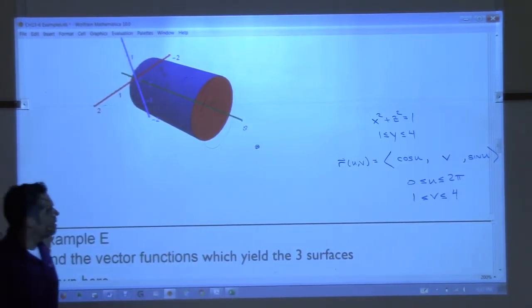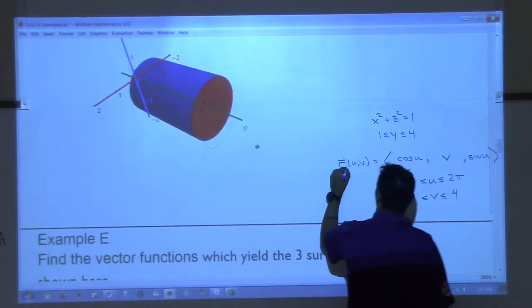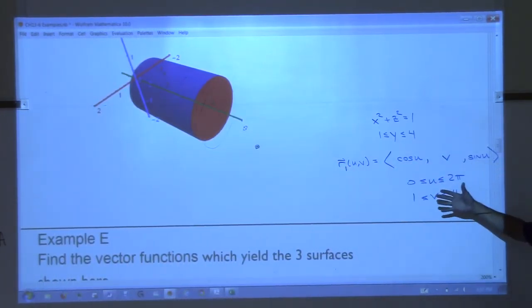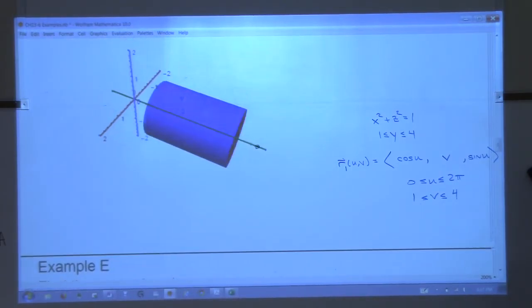So, okay, let's just call this one R1. And it's exactly the same, isn't it? I think it is. Does it still go from 1 to 4? Yeah, 1 to 4.